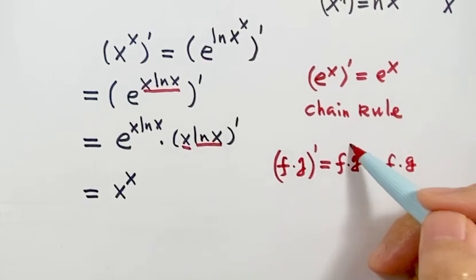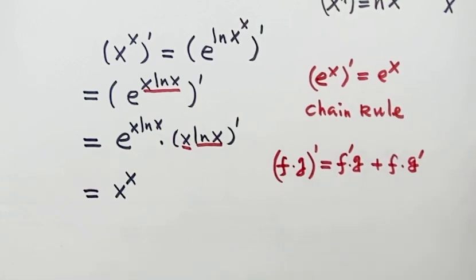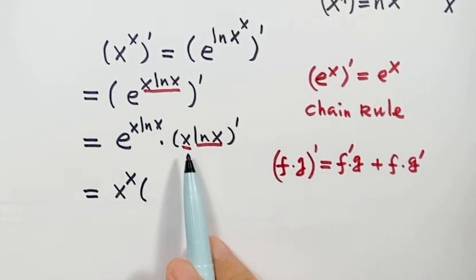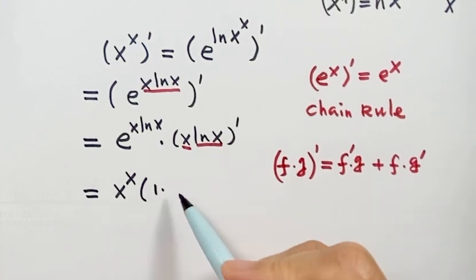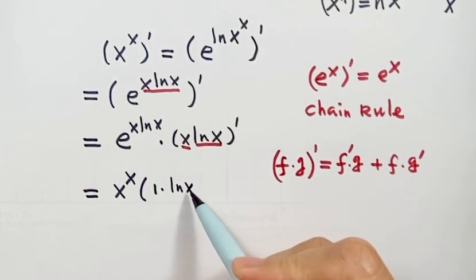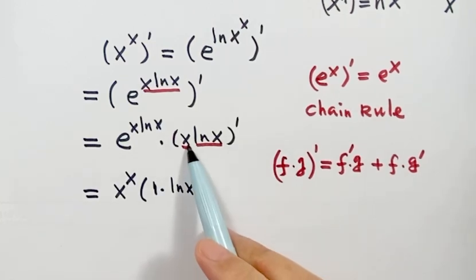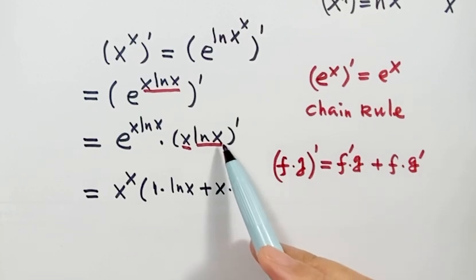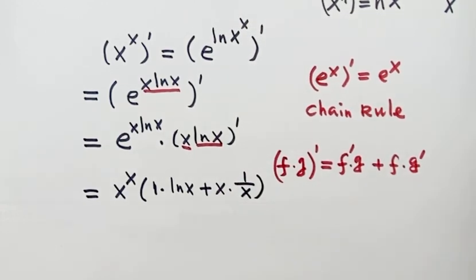So this one, take a derivative, and then g, take a derivative. That's the product rule. So here, the first one, x, take a derivative, just 1. Then copy natural log x. Then copy the first function here, x. Then natural log x, take a derivative, that's just 1 over x.